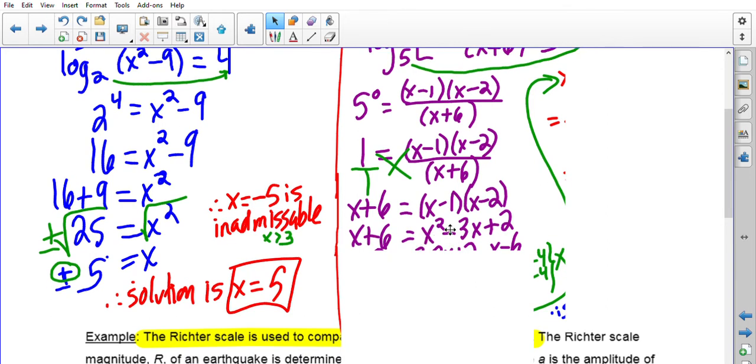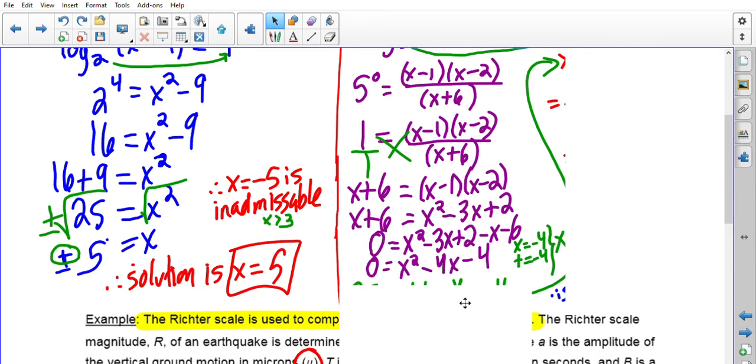So this is a polynomial of degree 2, and it does have x terms, so we are going to have to bring all terms to one side, set one side equal to 0. Okay. So I brought these two terms over and made them both negative. So that leaves us with 0 equals x squared minus 4x minus 4.